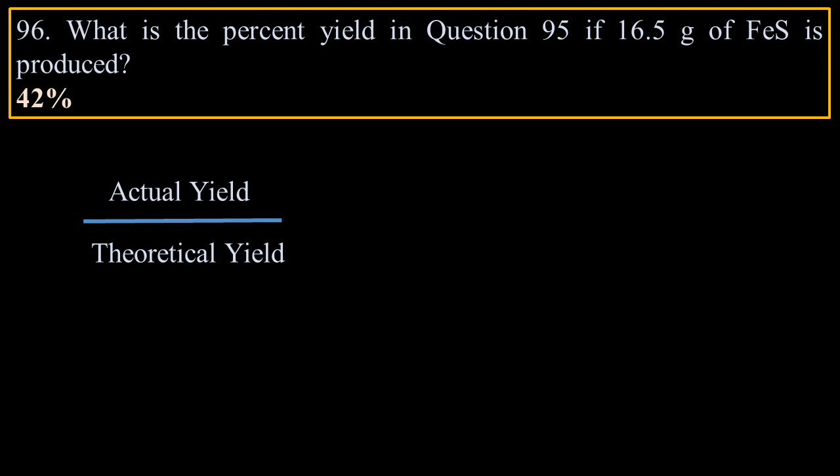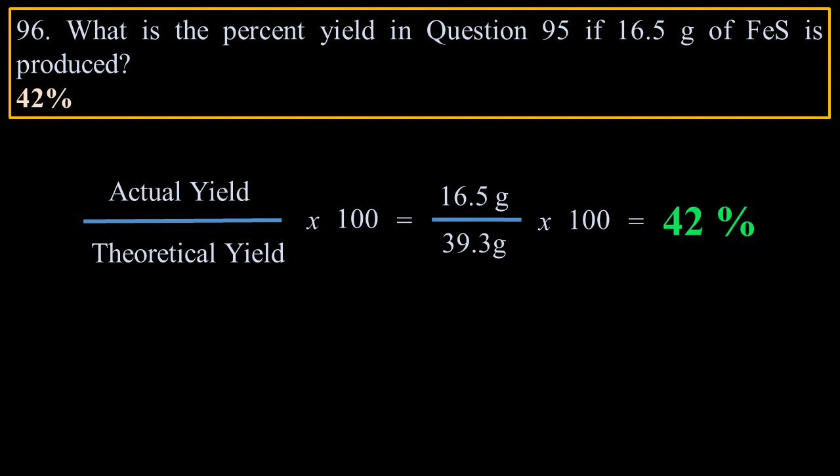What is the percent yield in 95 if only 16.5 grams of iron 2 sulfide is produced? So it's going to be the actual yield divided by the theoretical yield times 100. In other words, what you got divided by what you were supposed to get times 100: 16.5 divided by 39.3 times 100 is going to equal, looks like about a third-ish. Not quite that. 42%. So that's your percent yield for your experiment. You got 42%. And that ends the lecture.